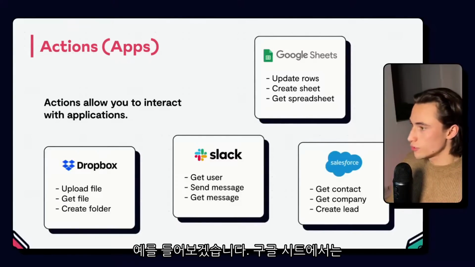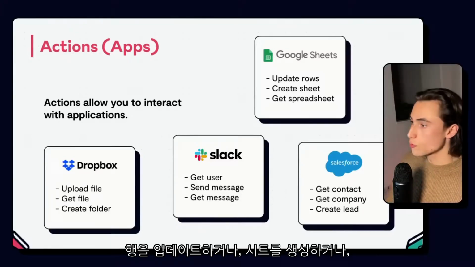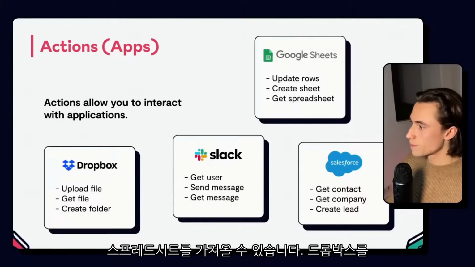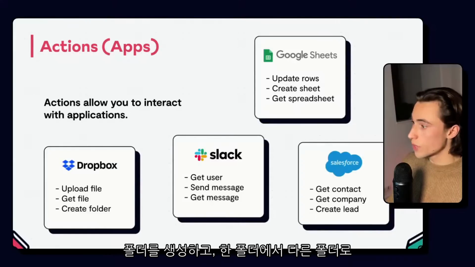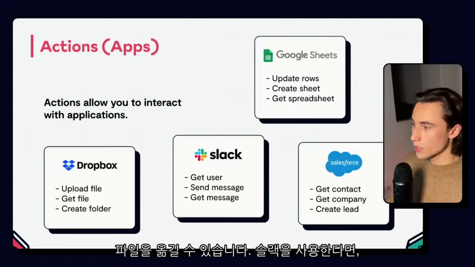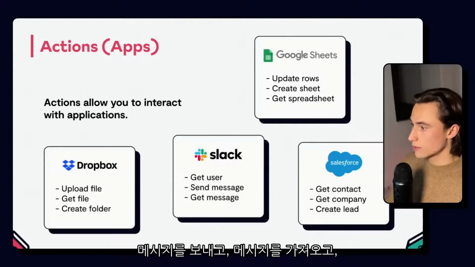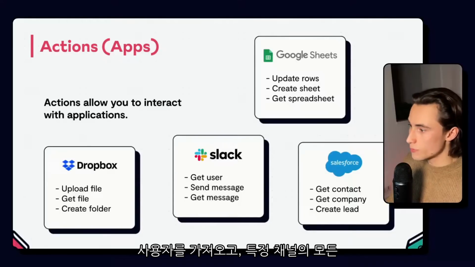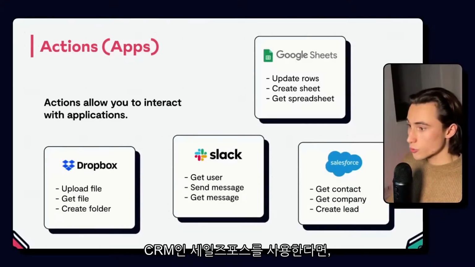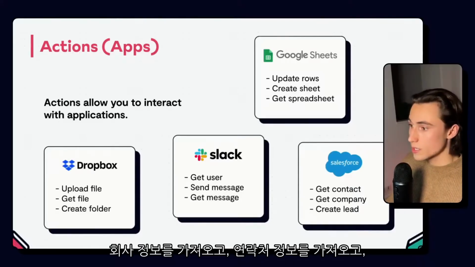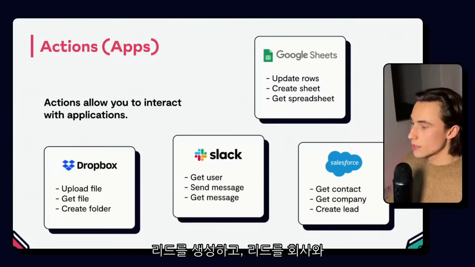So with Google Sheets, you might want to update rows, create a sheet, or get a spreadsheet. If you're using Dropbox, you can upload a file, get a file, create a folder, move a file from one folder to another. If we're using Slack, you can send a message, get a user, get all of the messages from a specific channel. If we're using Salesforce, which is a CRM, we can get a company, get a contact, create a lead, associate a lead to a company.